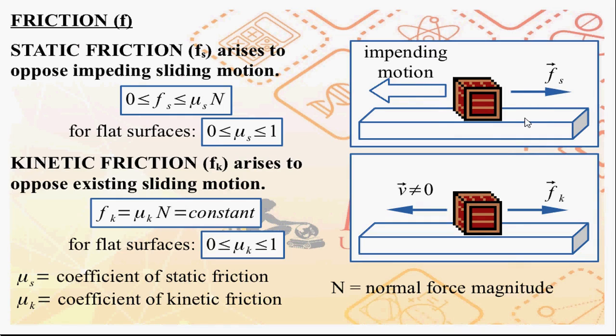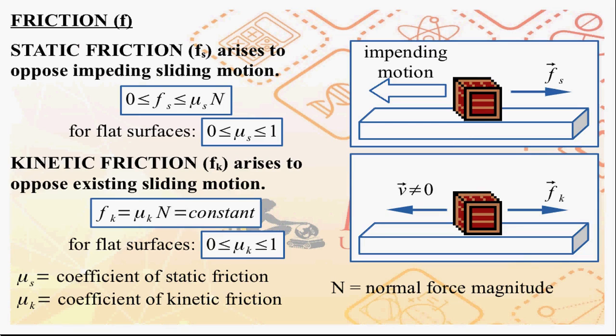The magnitude of static friction ranges from 0 to a maximum value. The maximum value of the magnitude of static friction is given by mu s N, where mu s is the coefficient of static friction, a property of the surfaces, the surface pair involved. Each type of pairing of surfaces will have its own value of coefficient of static friction.